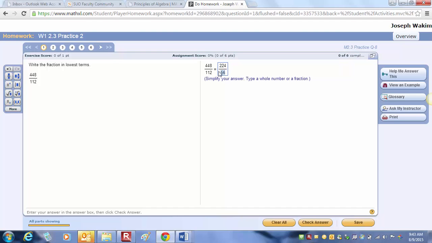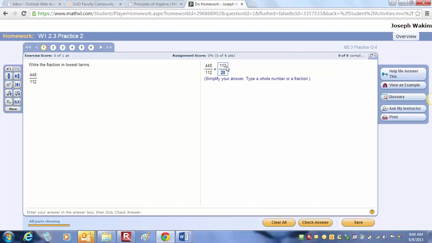Notice that 224 and 56 are still divisible by 2. So let me go ahead, divide the numerator by 2 and the denominator by 2. If I divide 224 by 2, I will get 112. If I divide 56 by 2, I'm going to get 2, and then 16 by 2, 8. So I'm going to get 28, because 28 times 2 will give me 56.